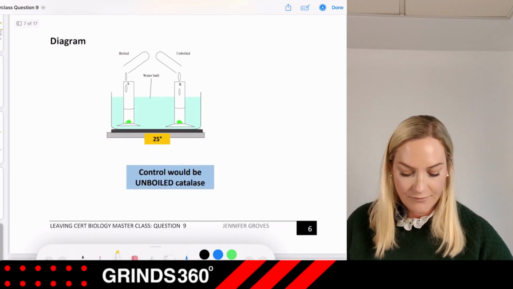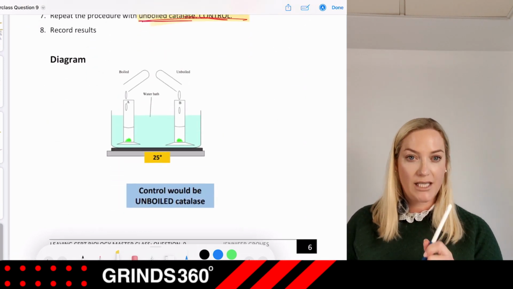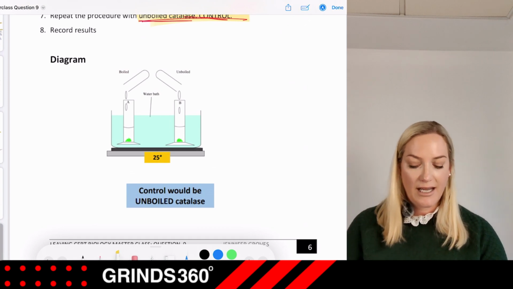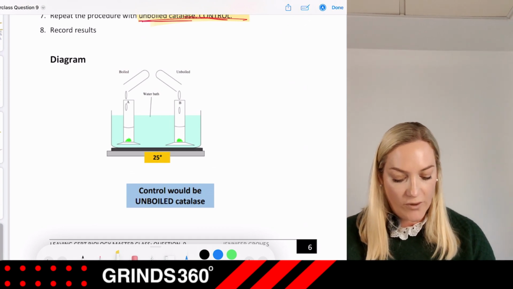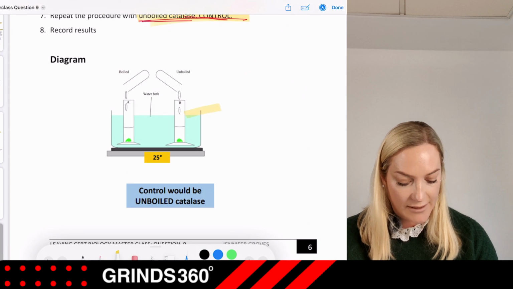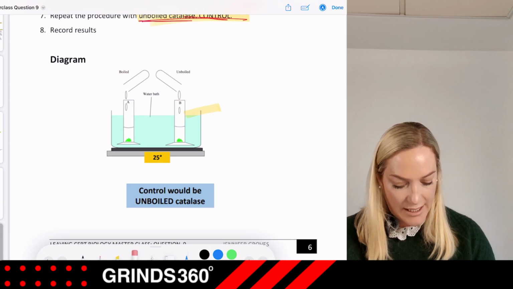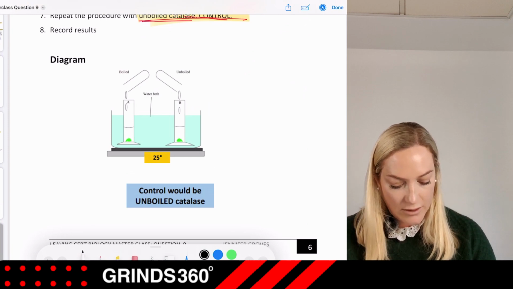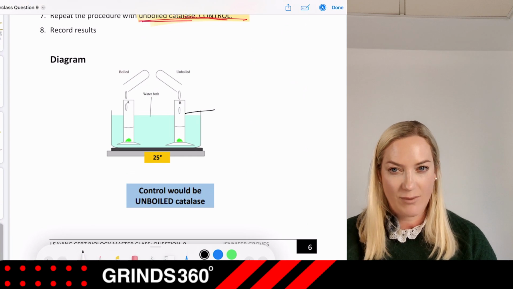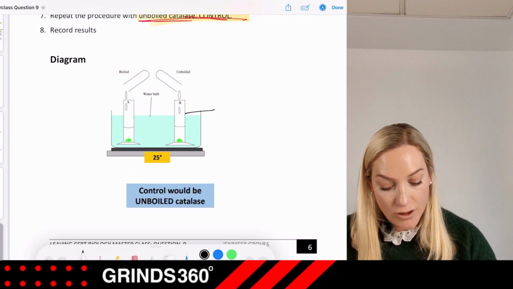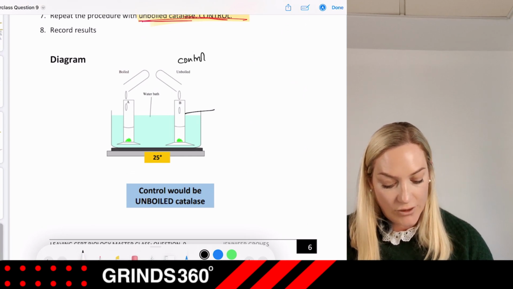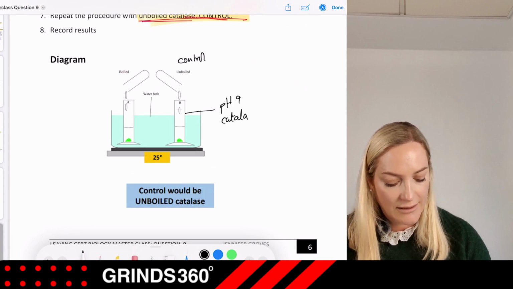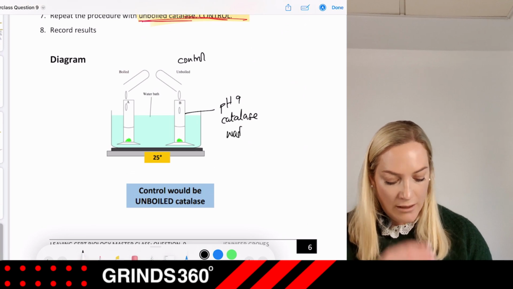Your diagram. Make sure, if asked about this, that you clearly show your graduated cylinder here. This is my unboiled catalase, my control. This is my boiled catalase. In here I have my pH 9, my catalase, and my washing up liquid.